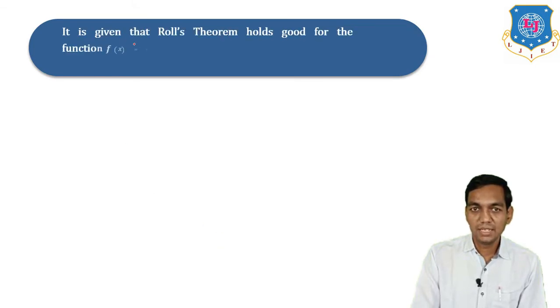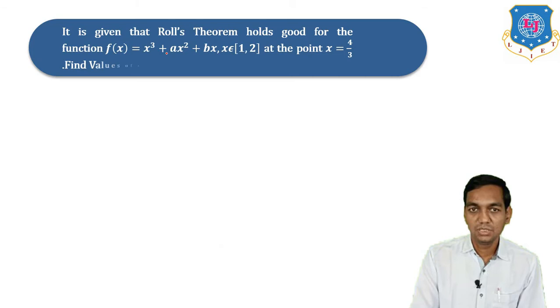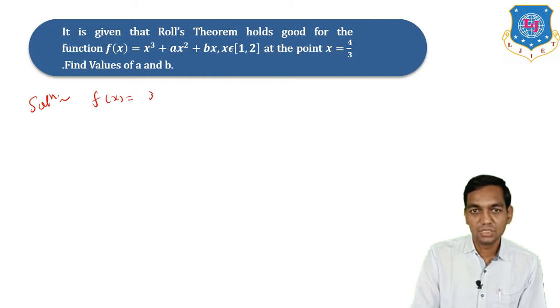Now, it is given that Rolle's theorem holds good for this function at the point x equal to 4 by 3. Then find the values of a and b. That means your function is satisfying Rolle's theorem. So it is continuous as well as differentiable, and at the point 4 by 3 the tangent is parallel to the x-axis. So f(x) is given, and f'(x) is going to be 3x square plus 2ax plus b.